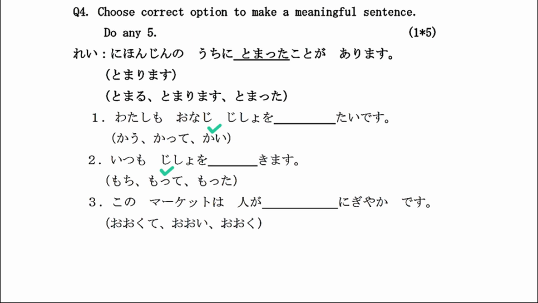Let us see the third sentence. From the options you can make out that the adjective is oi, which means many. And to join i adjectives, we have to replace the last i with ku and then add te. So we will get okutte as the correct option. And the sentence will become Kono market wa hito ga okutte nigiyaka desu.